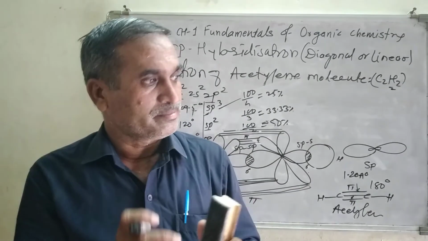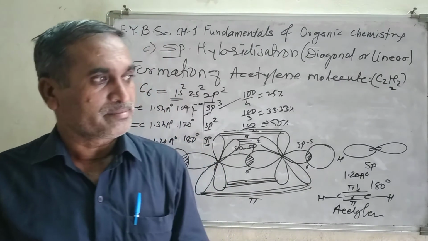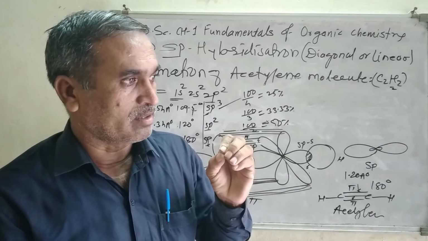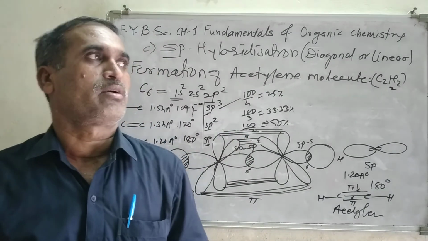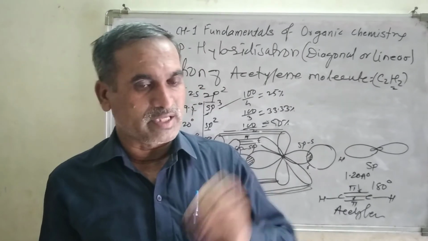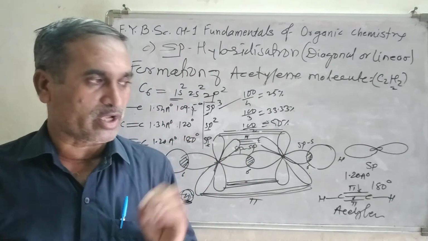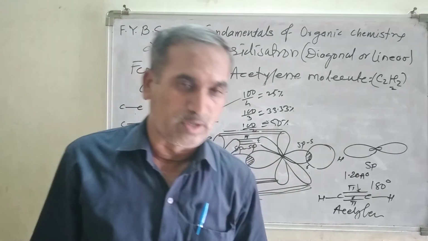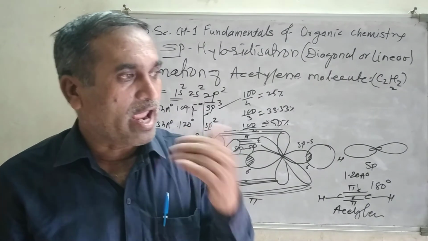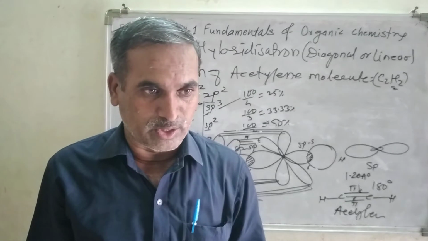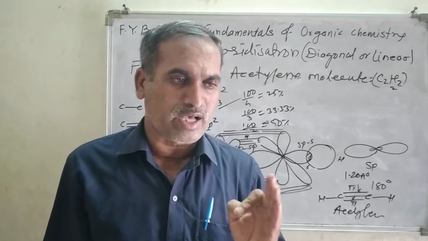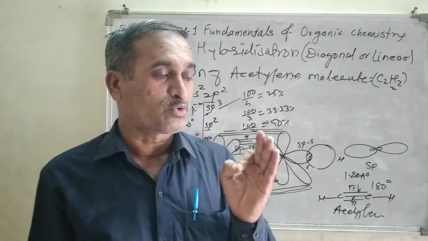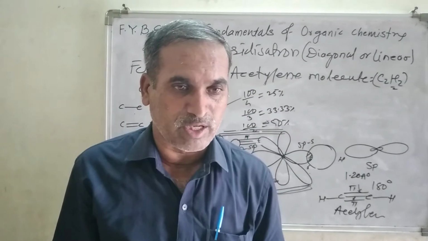So now the point remaining here is what we can call the application, or the usefulness, of hybridization as far as organic chemistry is concerned. So these hybridizations are useful, number one, to explain the geometry of the molecule. That is very important as far as organic chemistry is concerned.